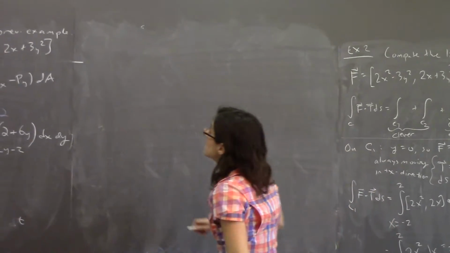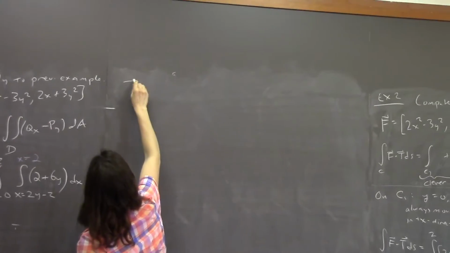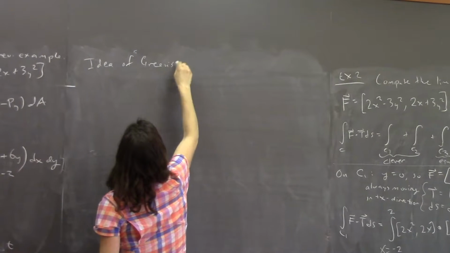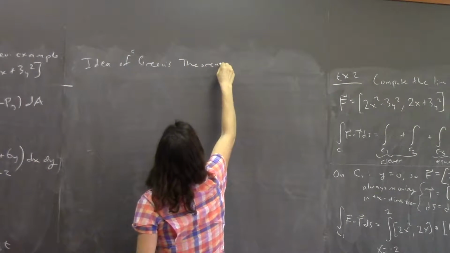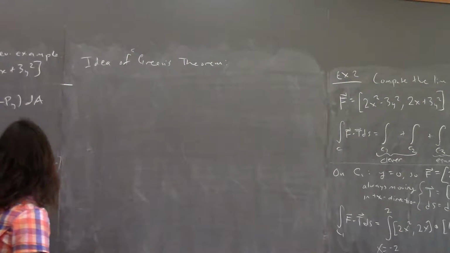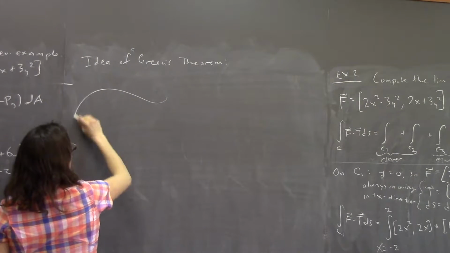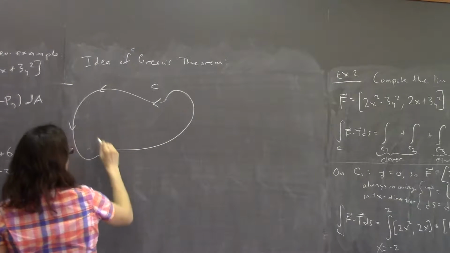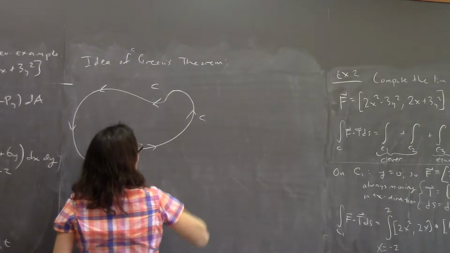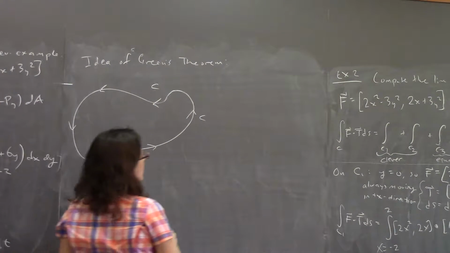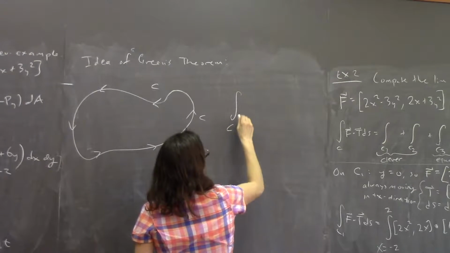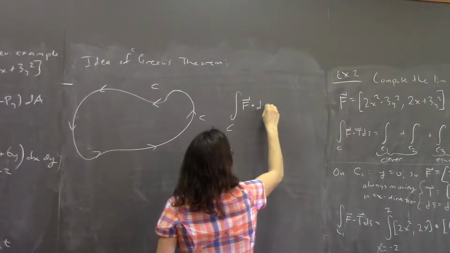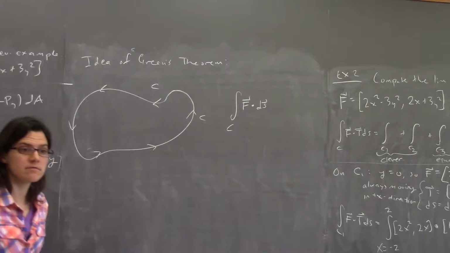Okay. So the idea of Green's theorem. You have some region here. This is your curve, C. It's oriented in the proper orientation. And you are very interested in the line integral over C of F dot ds. Okay, you're very interested in that.